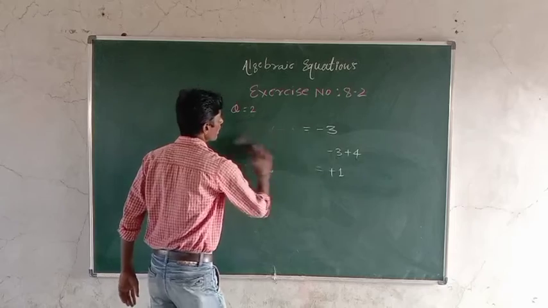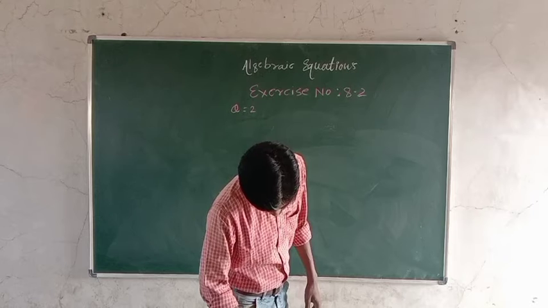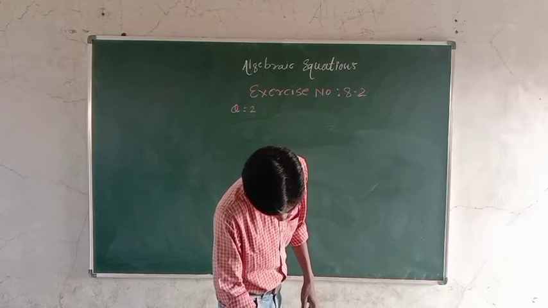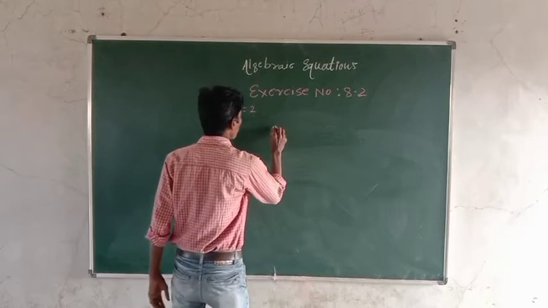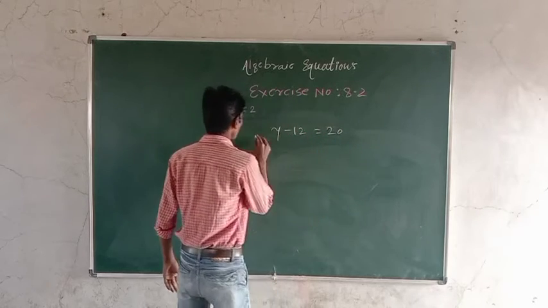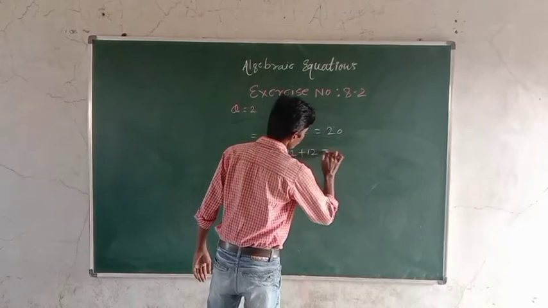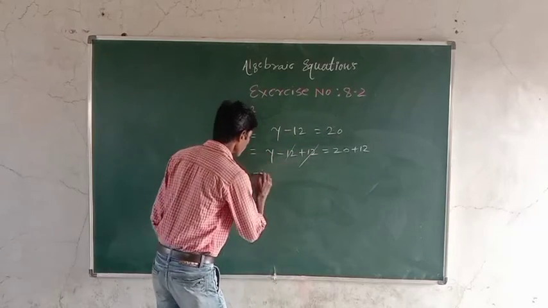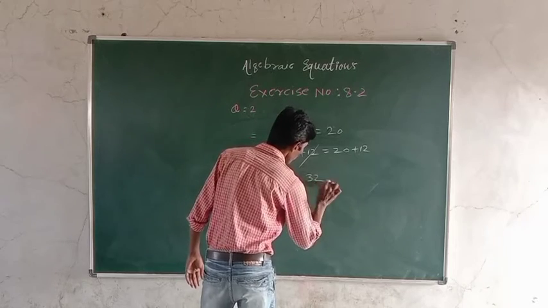Again we will take one example. y minus 12 is equal to 20. It's very easy. y minus 12 plus 12 is equal to 20 plus 12. Plus 12 minus 12 will cancel. y is equal to 20 plus 12, that is 32.